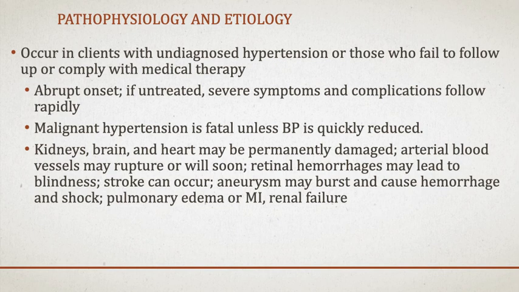Malignant hypertension occurs in clients with undiagnosed hypertension or those who fail to follow up or comply with medical therapy. It can be abrupt in onset. If untreated, severe symptoms and complications follow rapidly. Malignant hypertension is fatal unless the blood pressure is quickly reduced. Kidneys, brain, and heart may be permanently damaged. Arterial vessels may rupture or soon will.